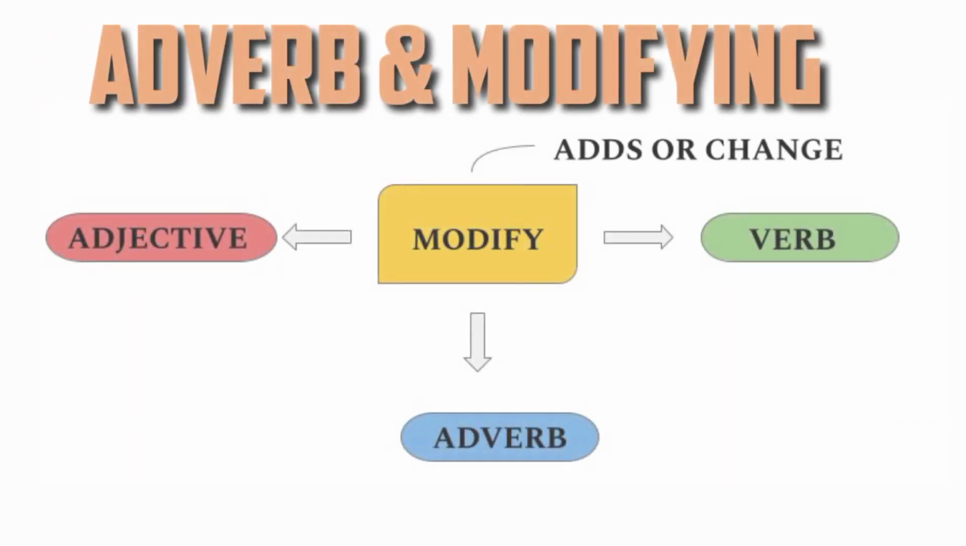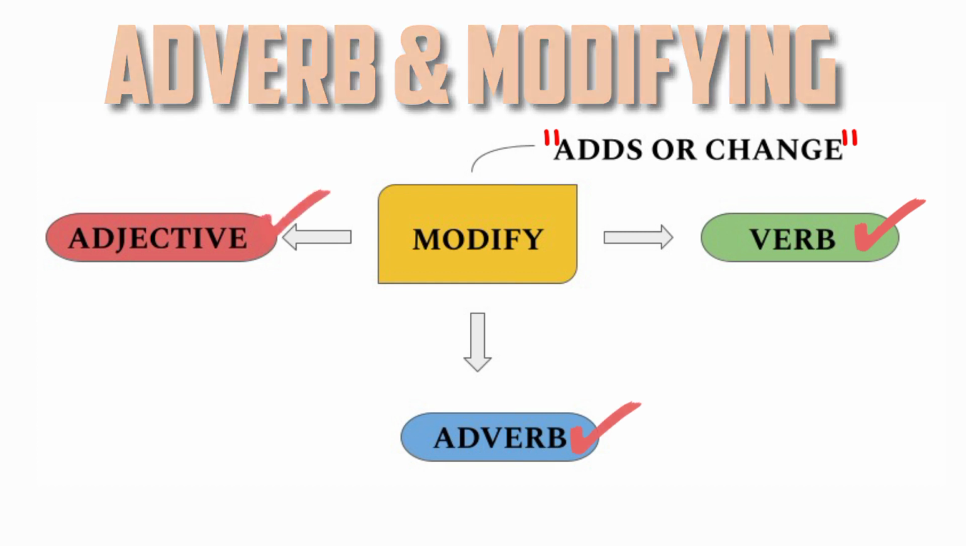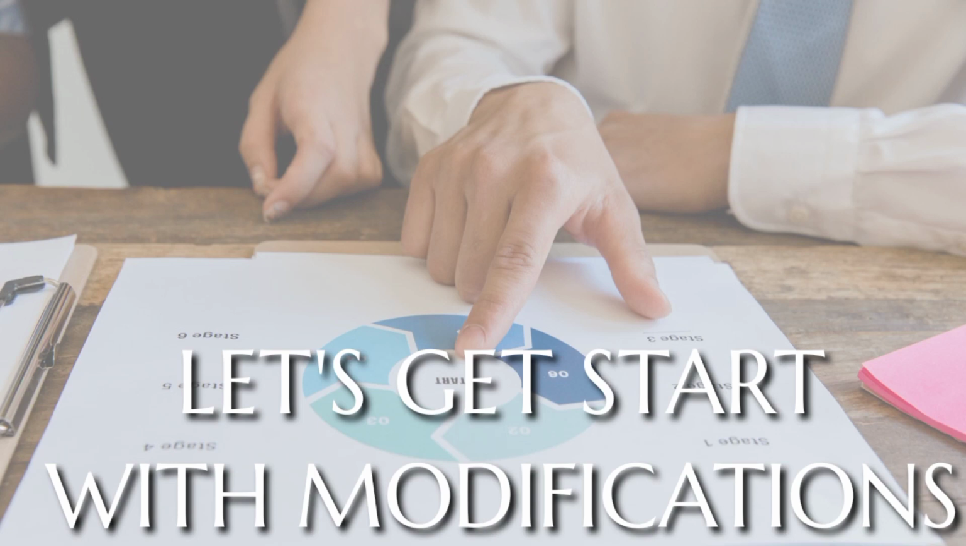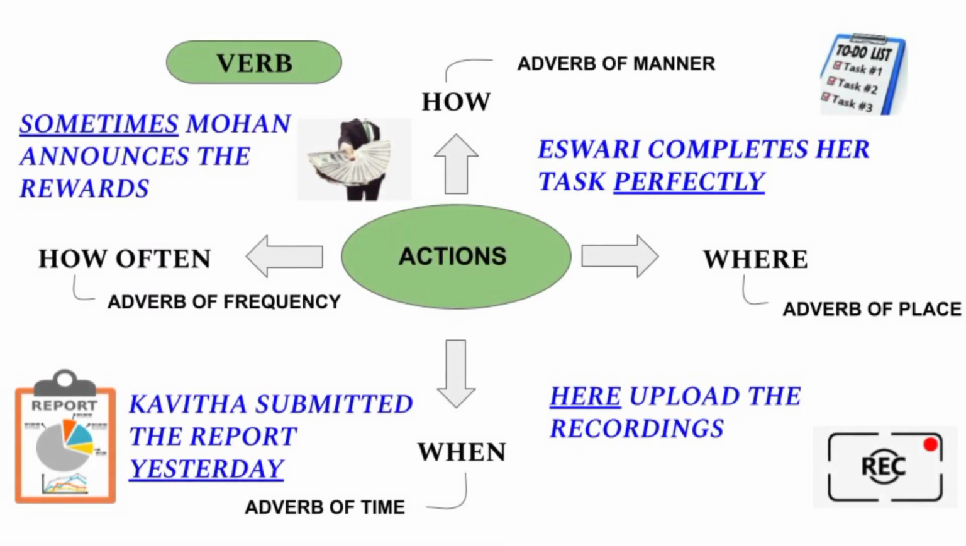So, what does modifying mean? Modifying is nothing but adding to or changing the verb, adverb, or adjective in any sentence. So let's start each of these modifications with some examples. The first modification is of the verb, or we can say the action performed by the subject.